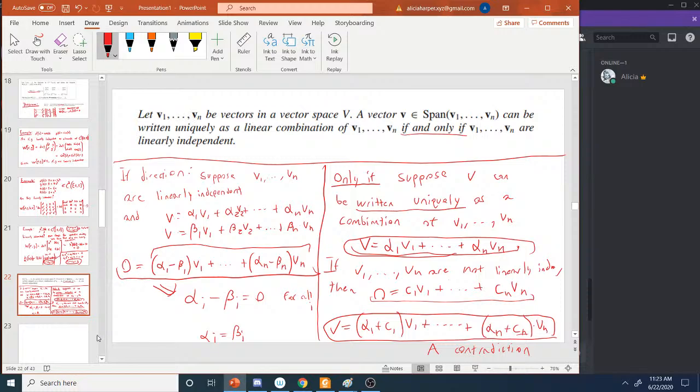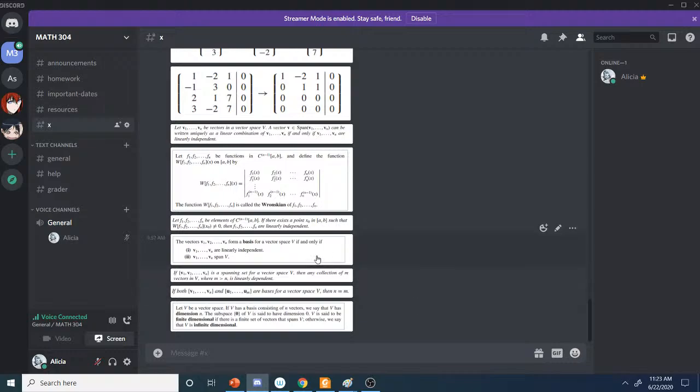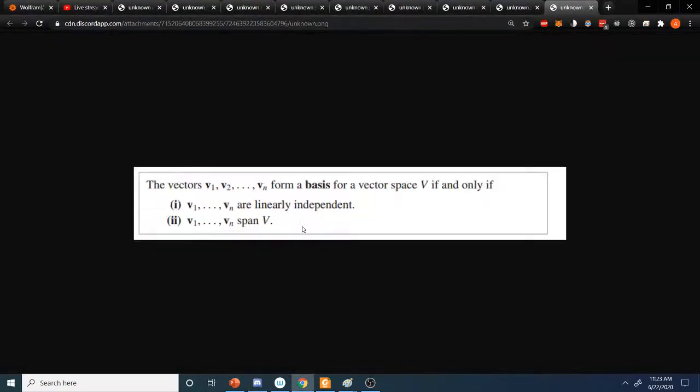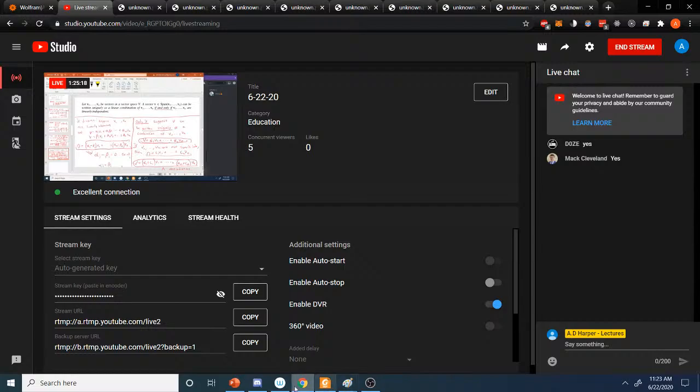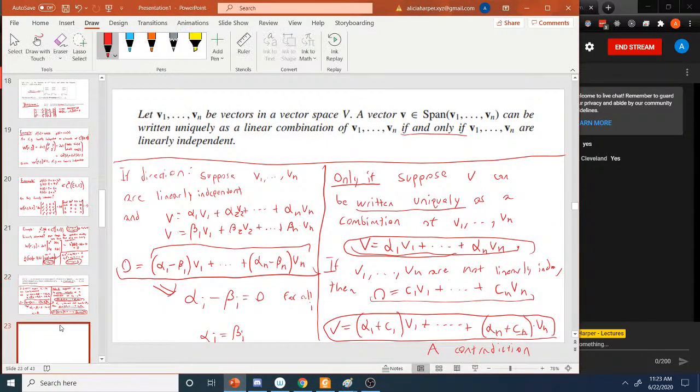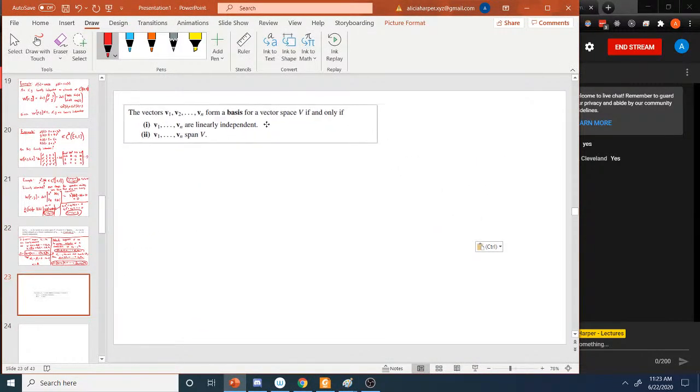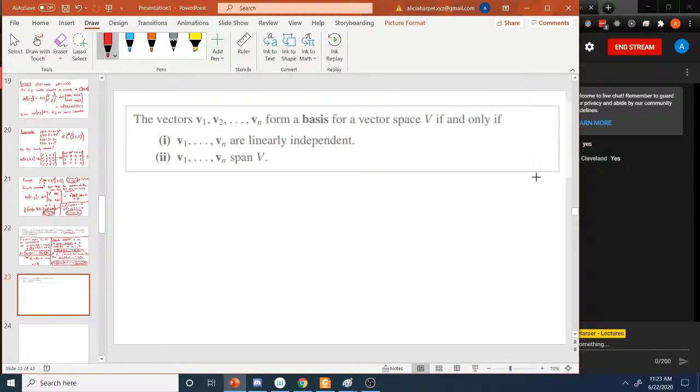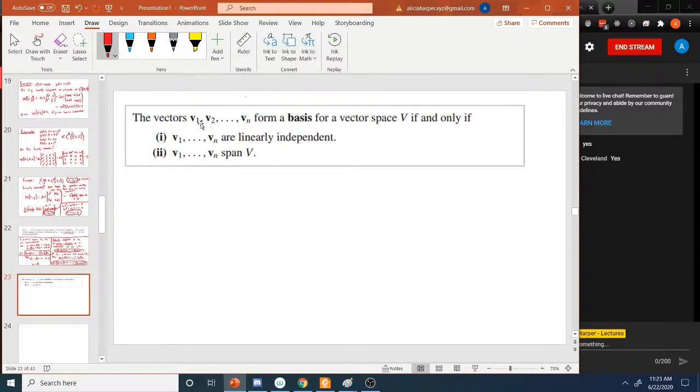Okay. So now that I have done all this, I can give you a big, important definition, and one that will be important for the remainder of this course. And this is the notion of a basis. Given n vectors, v1 through vn, we say that they form a basis for a vector space if and only if v1 through vn are linearly independent and v1 through vn span V.